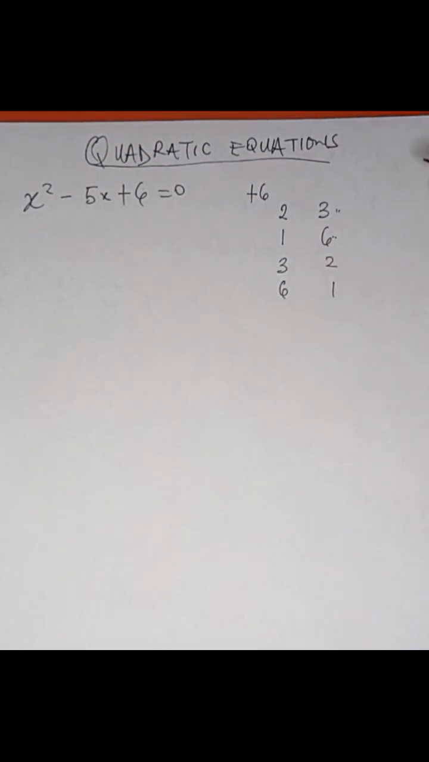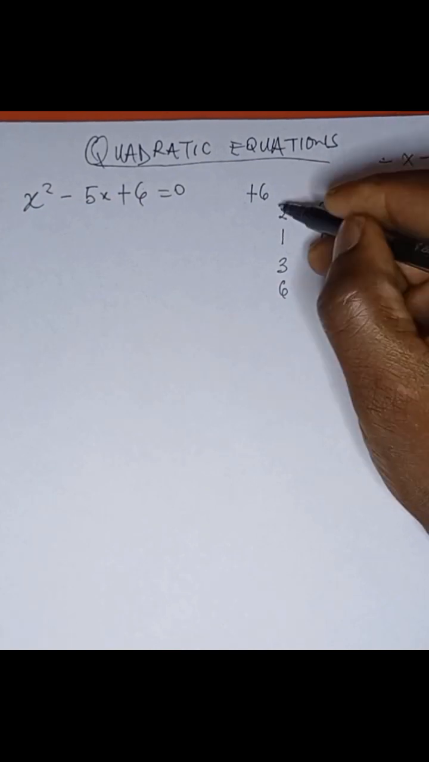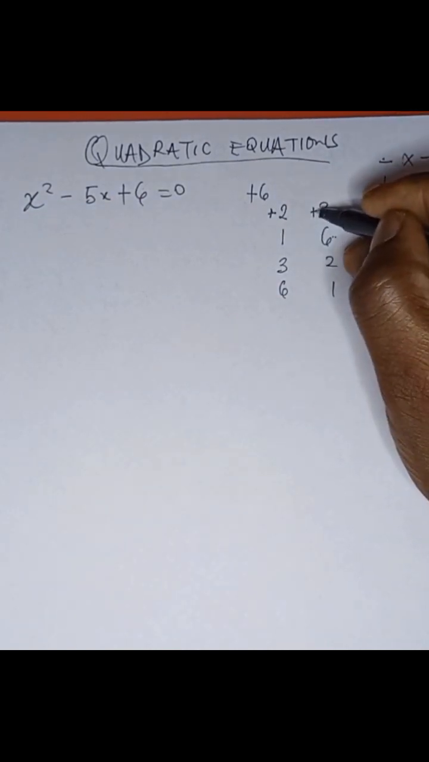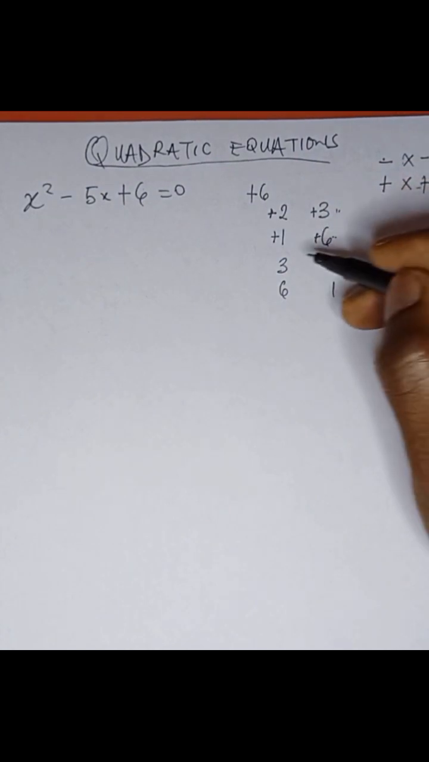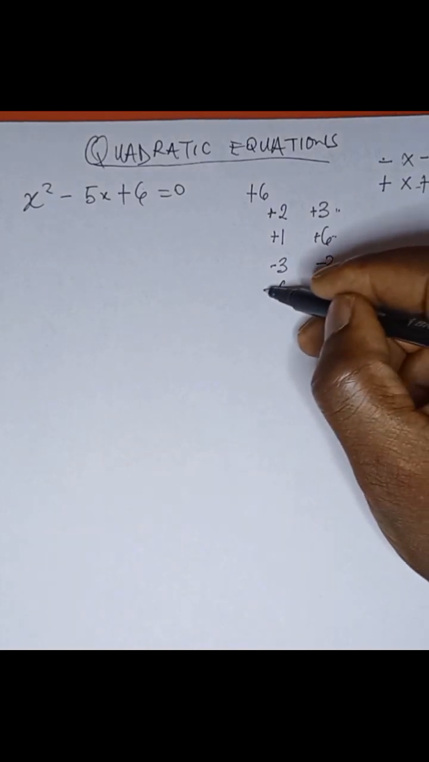Then we also noted in the previous video that for us to get a positive answer when we multiply two numbers together, the two numbers must either both be positive or both be negative. Multiplying two positives gives a positive, and multiplying two negatives still gives a positive. So to get plus 6, I will have plus 2 times plus 3, plus 1 times plus 6, or minus 3 times minus 2, and minus 6 times minus 1.